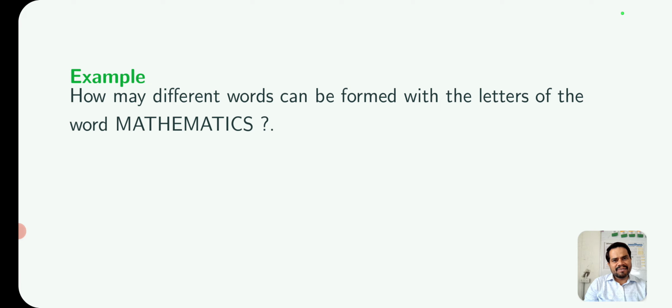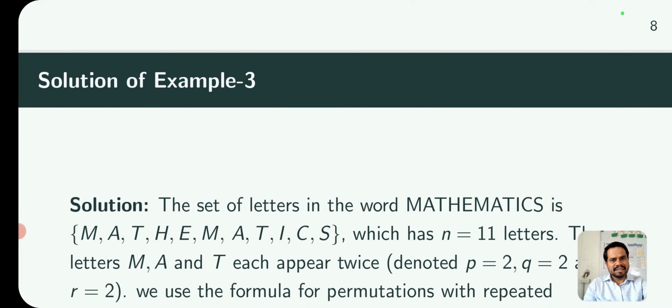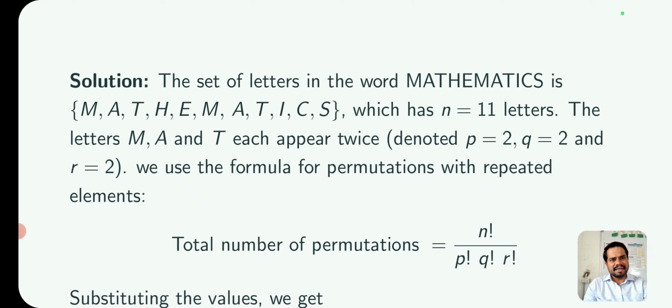After that you can check how many letters are alike of one kind. So let us see. These are the 11 letters, and M, A and T all appear twice. So we denote p equals 2 for M, which is repeated twice. After that q equals 2 for A, which is alike of the second kind, and r equals 2 for the letter T, which appears twice.